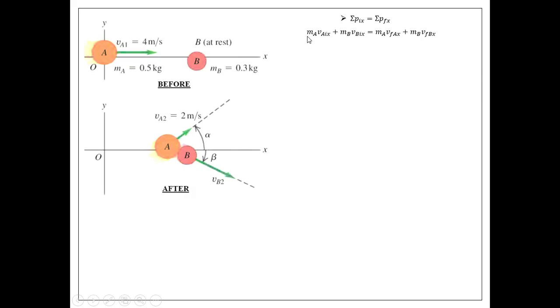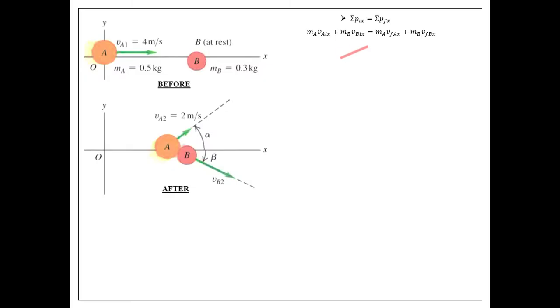Here initially we have a puck A moving to the right. We also have a puck B at rest, and then afterwards both pucks are moving to the right. It's just that one is moving to the right and up, the other one is moving to the right and down. Okay, so on the right side here I have MA times VFAX, and likewise MBVFBX. I want to emphasize the subscript X here because you do need to focus on breaking these velocity vectors into components.